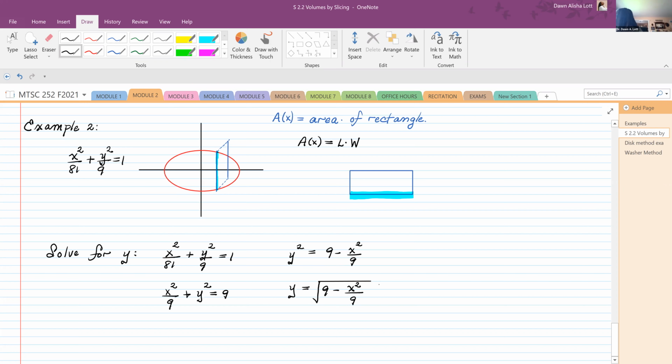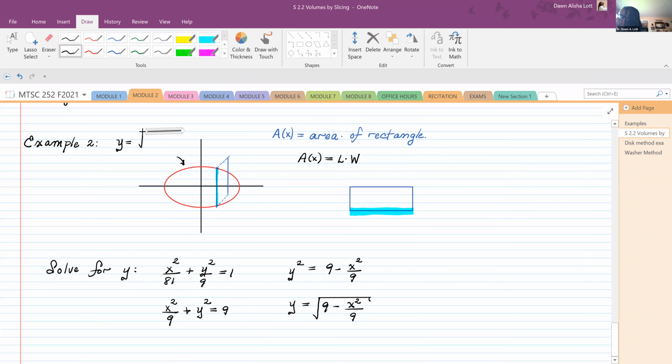Okay, so y is the square root of that. So that is the equation of this curve. So the equation of this curve right here is y is equal to the square root of 9 minus x squared over 9.